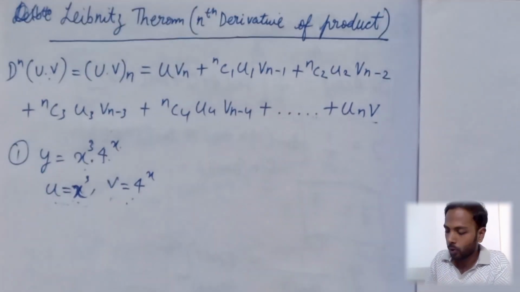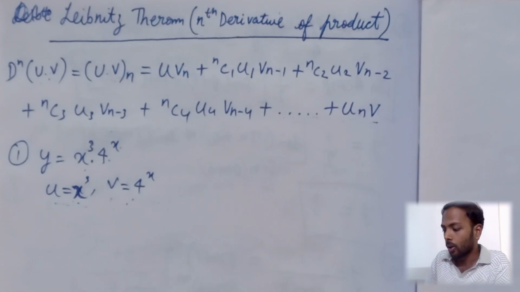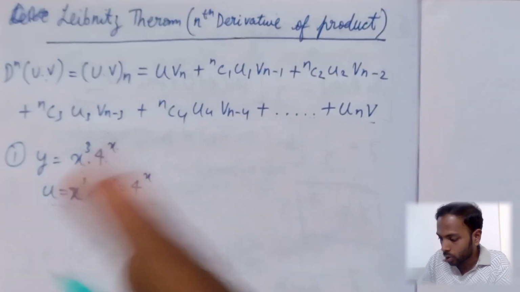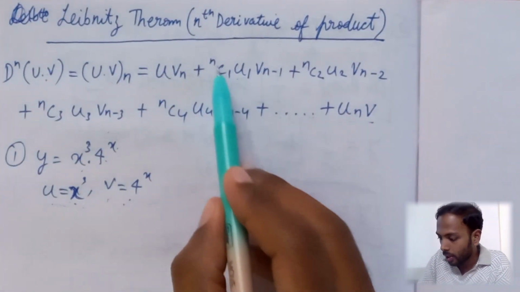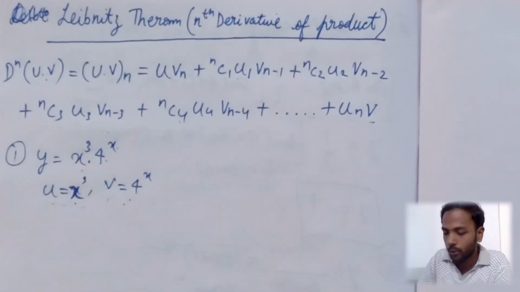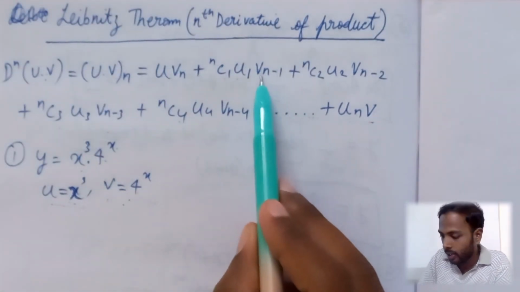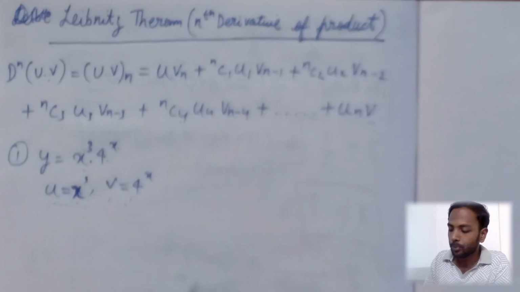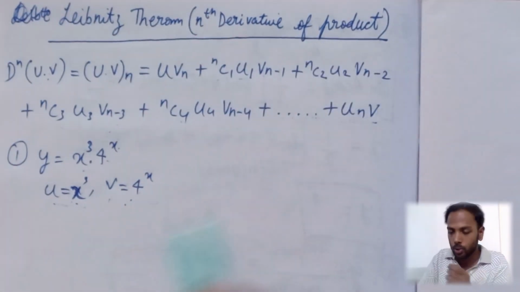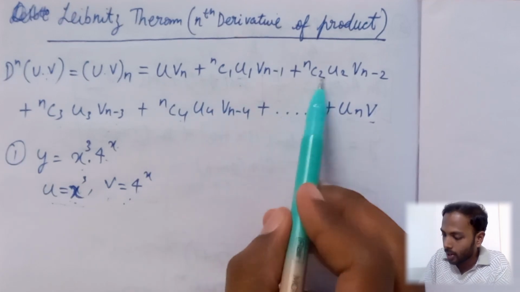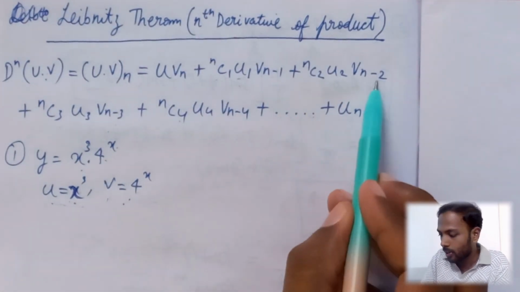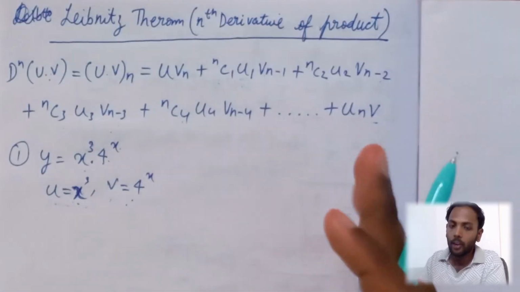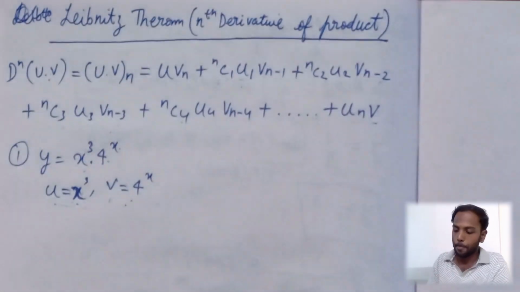So u and v, we know how to get. Now you need u1, u2, u3, u4, and so on till u_n, and then you need nC1, nC2, nC3, nC4, and so on. And you also need v_(n-1), v_(n-2), v_(n-3), and so on, to find the final answer. So let us first individually find the values: u1, u2, u3, nC1, nC2, nC3, v_(n-1), v_(n-2), v_(n-3), and so on. Once we get all the values, let us put them in this formula and find the nth derivative.